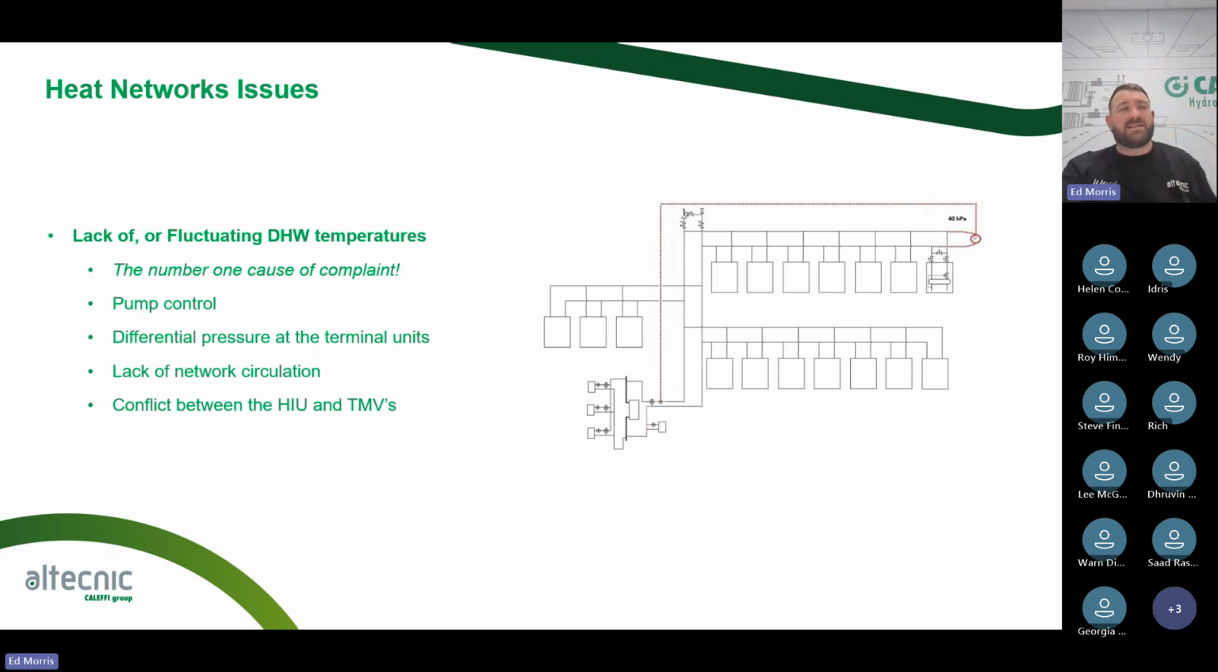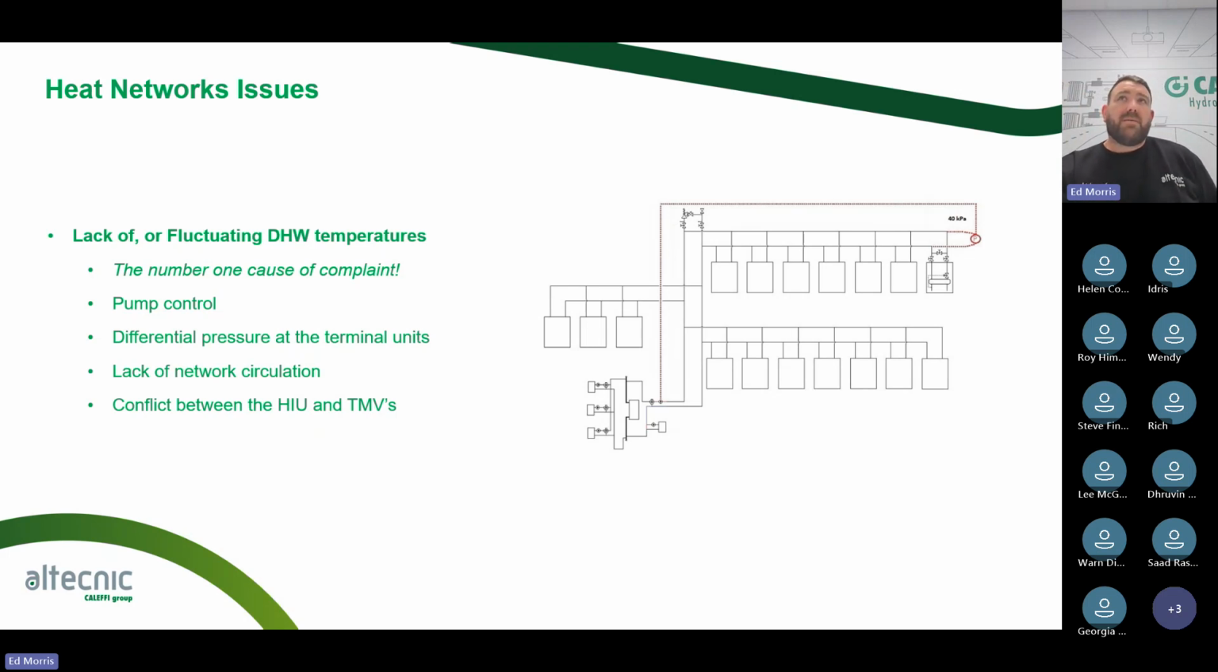Also use things like thermostatic mixing valves. There can be a conflict between the HIU and the TMVs. If you've got your domestic hot water set to 50, and you've got a TMV set to 42, you haven't got the delta, so there's going to be a conflict between the two. So always remember, when we're doing that, you may not necessarily need a TMV or another way to blend that hot water down to a safe usable temperature.